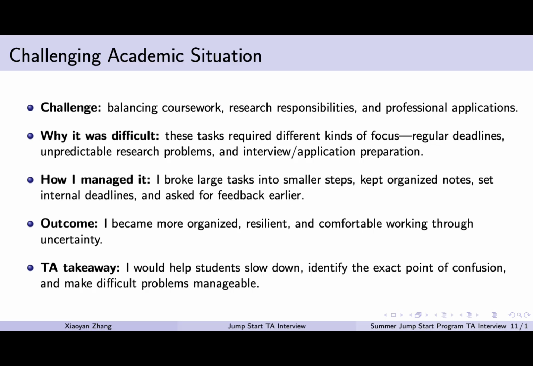So I think these experiences also shape how I would support students as a TA. I would try to help students slow down and identify the exact point of confusion. Then we can break the problems into smaller steps and work through it together. I think that is one of the most important lessons I learned from my own academic challenges. When a task feels overwhelming, the best approach is to make it smaller, clearer, and more manageable.